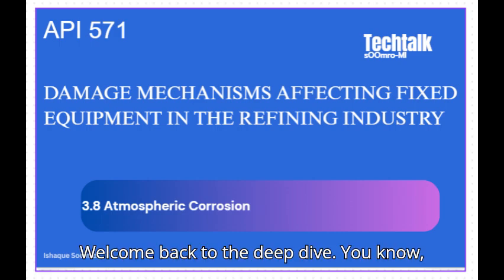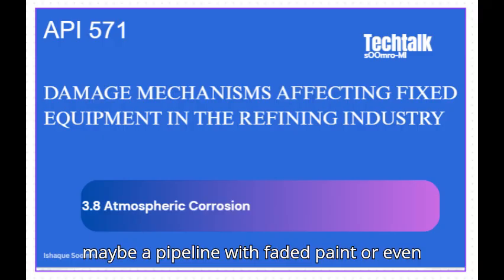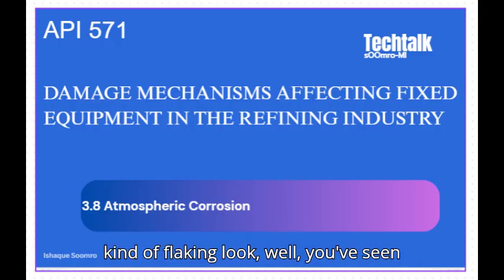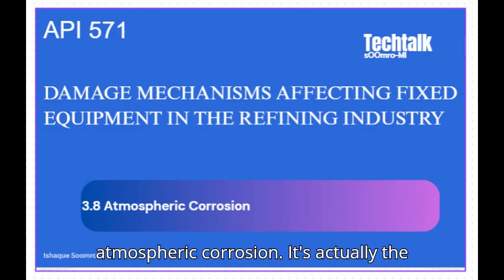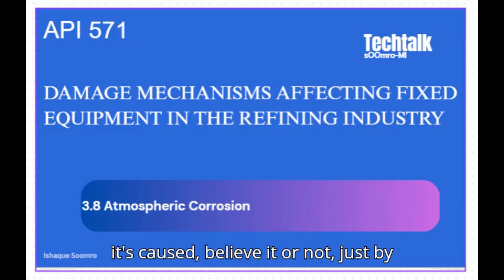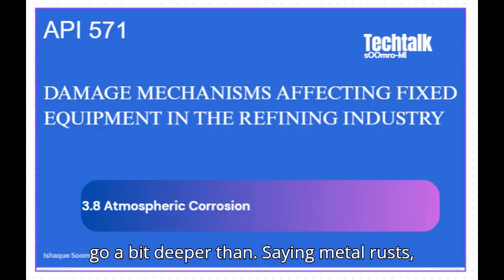Welcome back to the deep dive. If you've ever seen a rusty bridge, or maybe a pipeline with faded paint, or even just machinery left outside with that kind of flaking look, well, you've seen atmospheric corrosion. It's actually the most common way materials break down, and it's caused, believe it or not, just by the air around us. So today we want to go a bit deeper than just saying metal rusts.